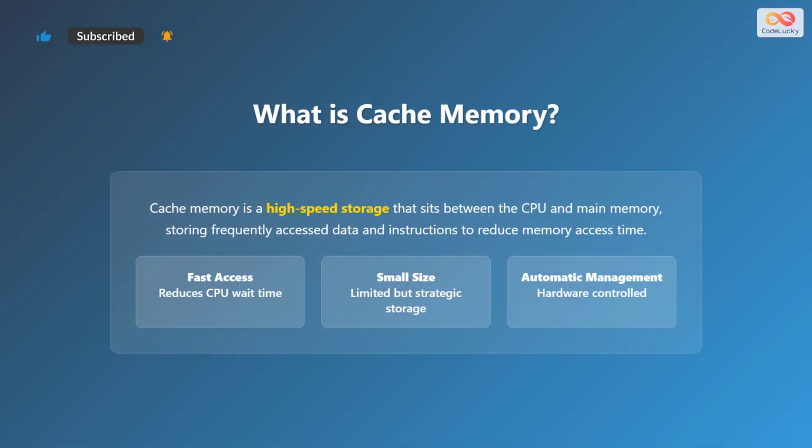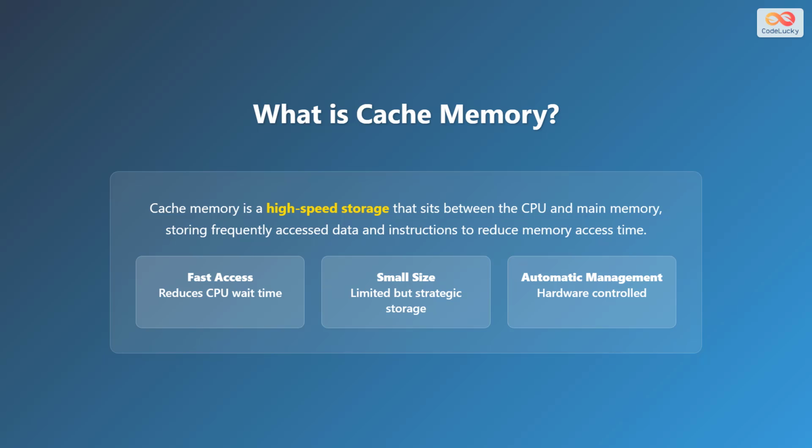So, what exactly is cache memory? Cache memory is a high-speed storage area that sits between the CPU, that is, the central processing unit, and the main memory. Its primary purpose is to store frequently accessed data and instructions, which helps to reduce the average time it takes for the CPU to access memory.